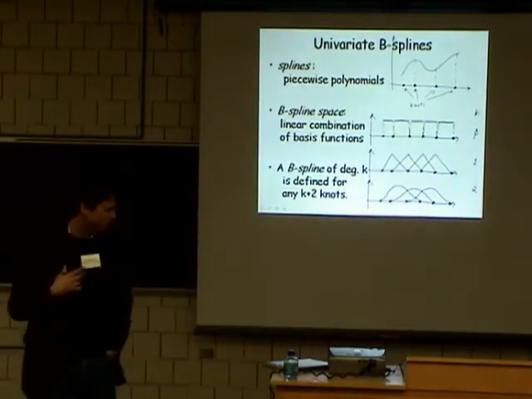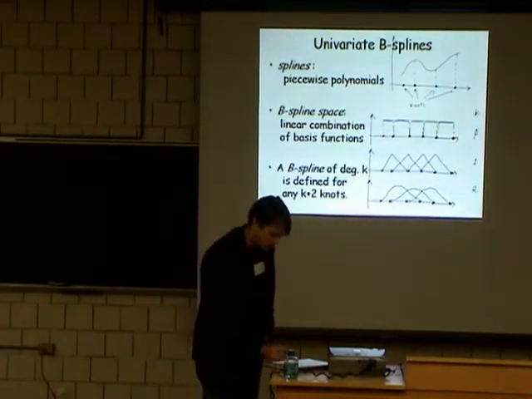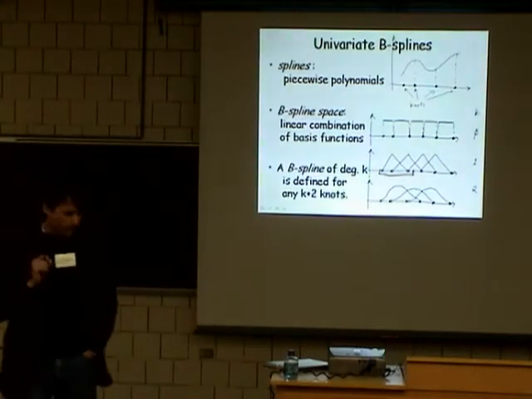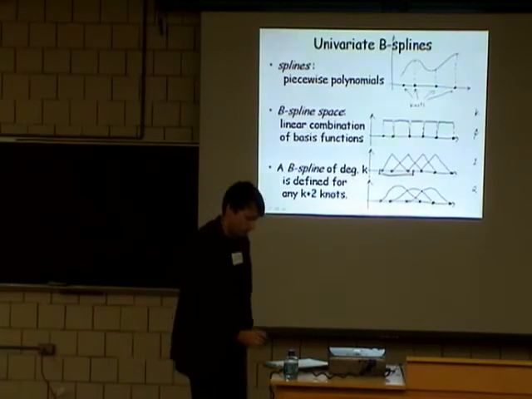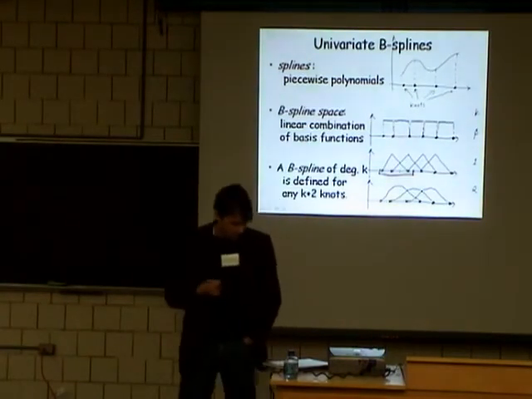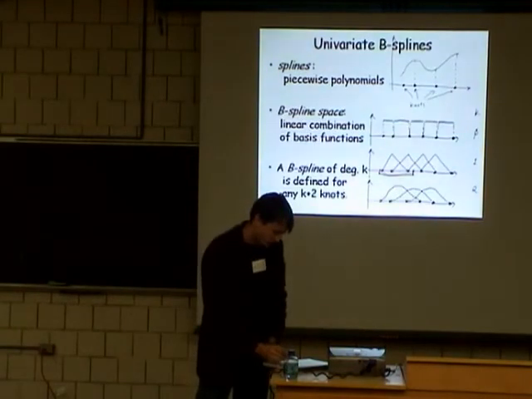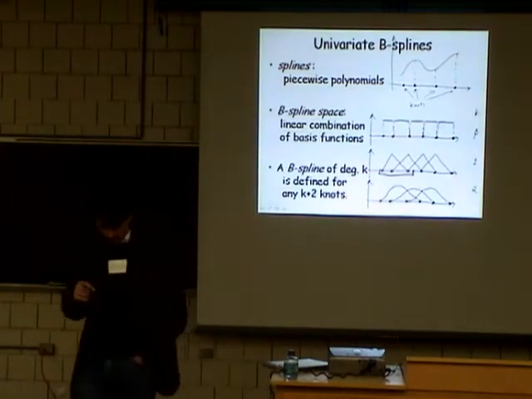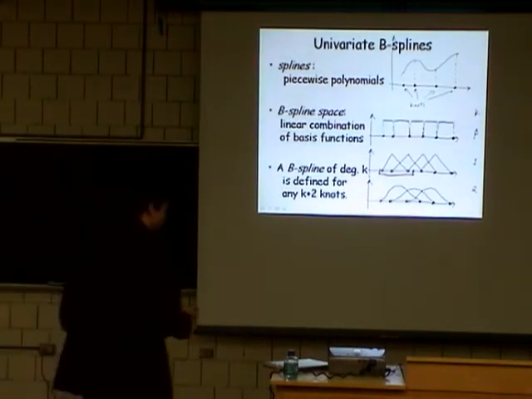You pick a degree for your polynomials. In general, you take the degree k, and you take a consecutive sequence of k plus 1 knots along the line. You define a piecewise polynomial on those knots as your basis function. These basis functions will be a partition of unity, that is, they sum to 1. And you'll make a spline space by just taking linear combinations of these basis functions.